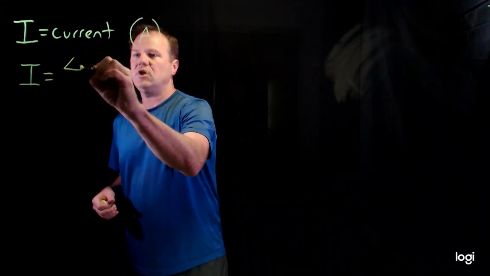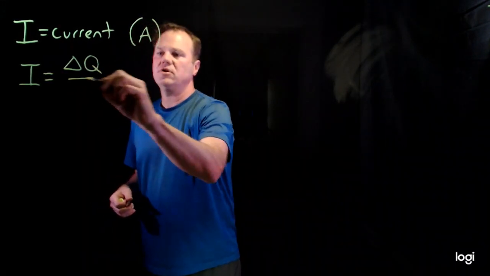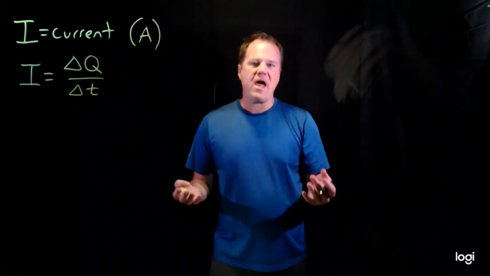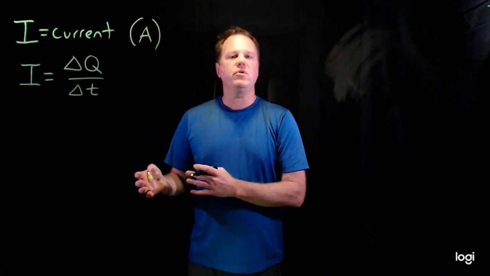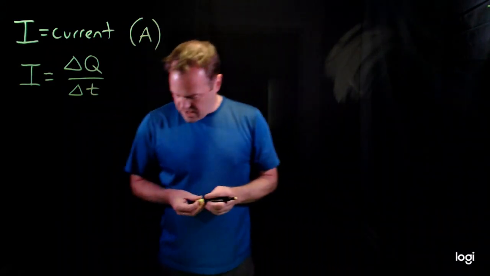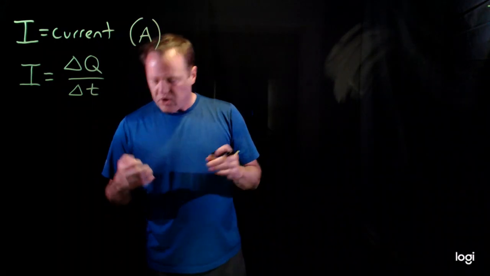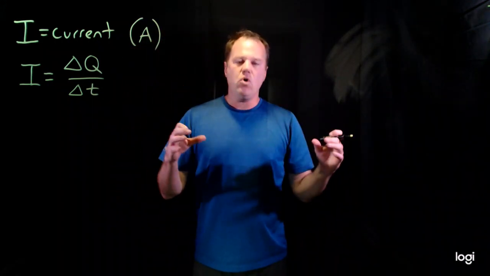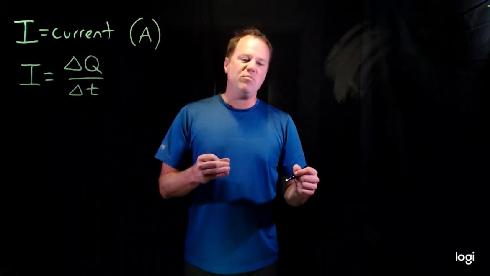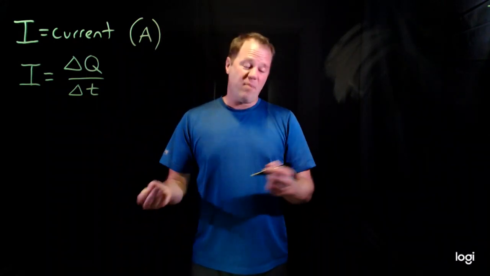So delta Q, so Q for charge, over the time interval. So it's the amount of charge that passes through a particular region of space in a given time interval. And one way to think about current is the flow of positive charge, even though most of the time what's actually moving is electrons in the opposite direction.